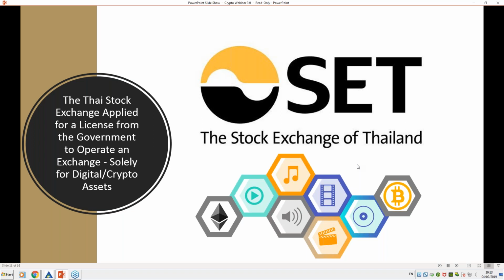Okay, so this is interesting. The Stock Exchange of Thailand applied for a license from the government to operate an exchange solely for digital crypto assets. So some legitimate entities now are wanting to get into actually having a legitimate license to create an exchange for buying and selling cryptos. So it's an interesting development.